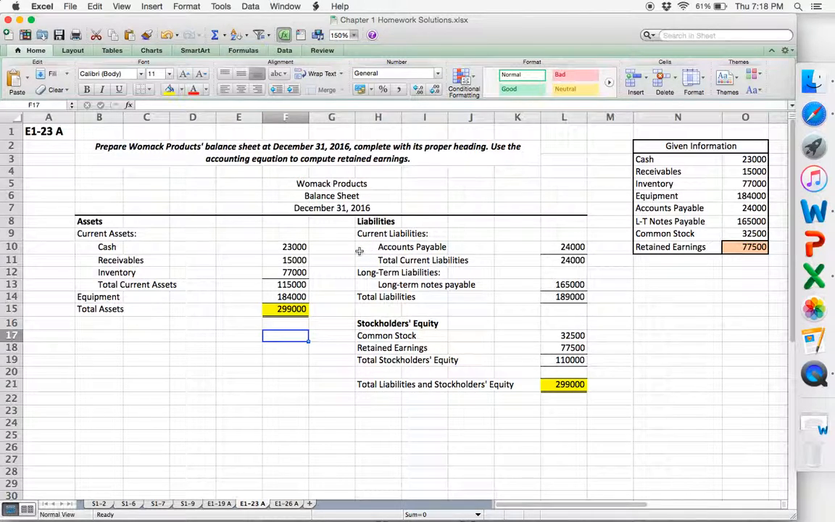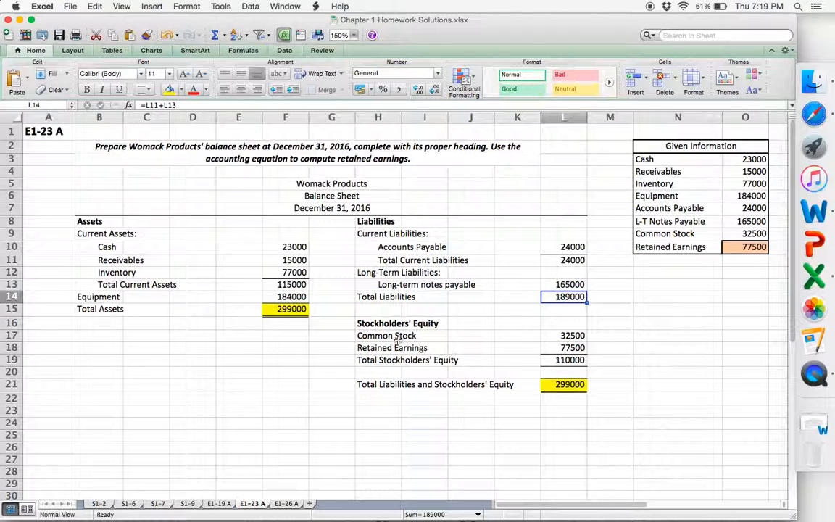So again, we have them all listed out here with our current liabilities first. So that's anything that's going to be paid off or are due in 1 year or less. So we have our accounts payable, money that you owe. Then we have our long-term liabilities. So this is our long-term notes payable of 165,000. And then you're going to add all of your liabilities together. So the 24,000 with 165,000 to get 189,000.